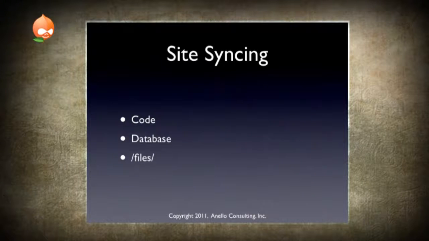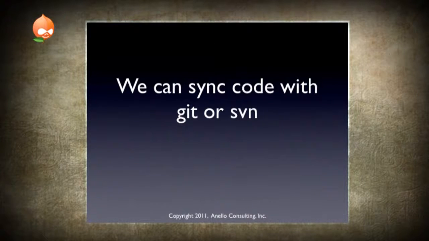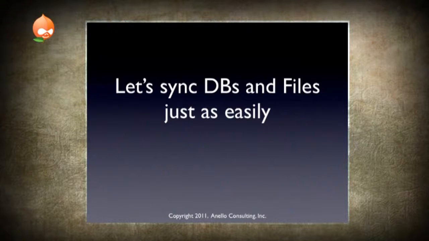We already do that with code, right? If you use Git or SVN or CVS, hopefully you already do that. You sit down to work for the day on a particular site, and you do a Git pull or an SVN up. And then at that point, your local site will be in sync with stage and production. So the code part's already solved for us. We're not going to worry about that with Drush. But we can sync the database and the files directory just as easily using Drush.